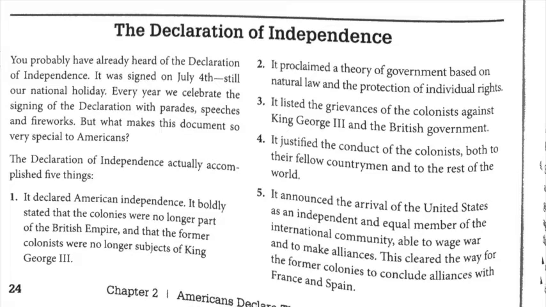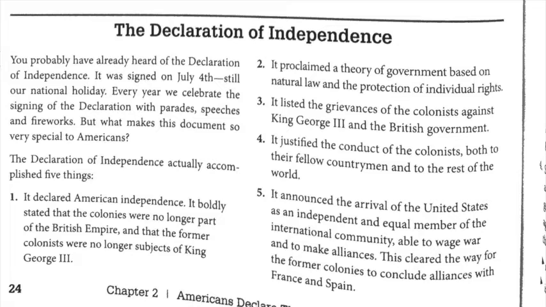The Declaration of Independence actually accomplished 5 things. 1. It declared American independence. Underline or highlight that. It boldly stated that the colonies were no longer part of the British Empire and that the former colonists were no longer subjects of the king. So pretty much, we're not part of Great Britain, we're not listening to the king anymore.